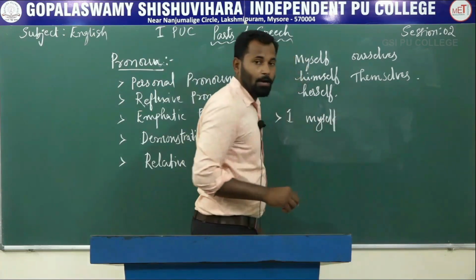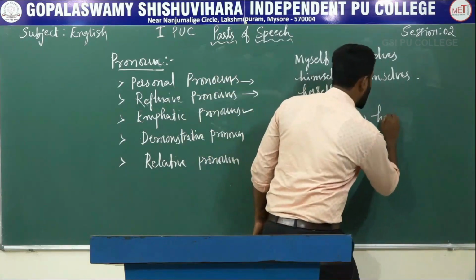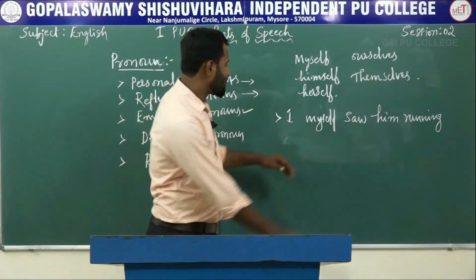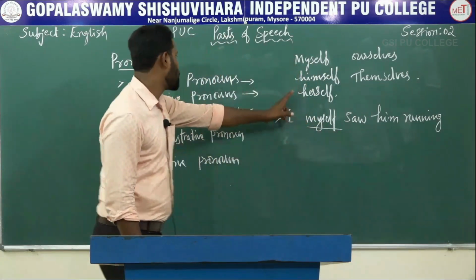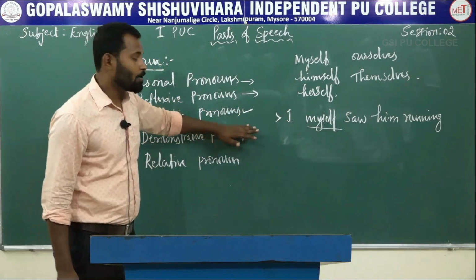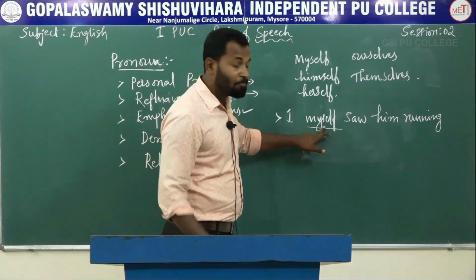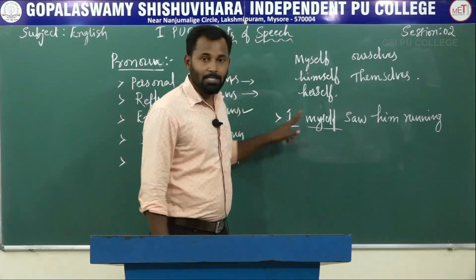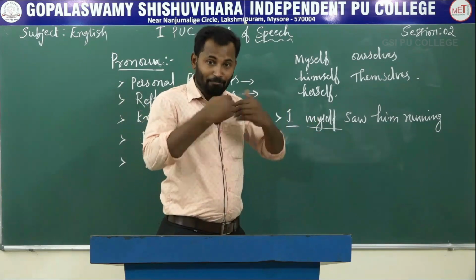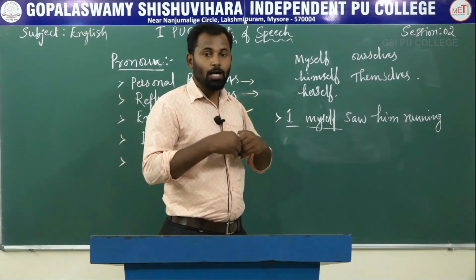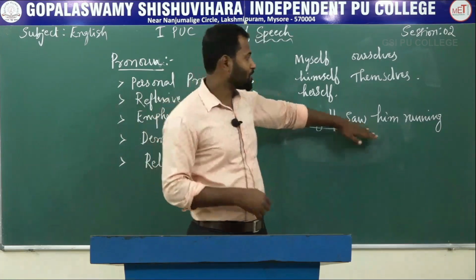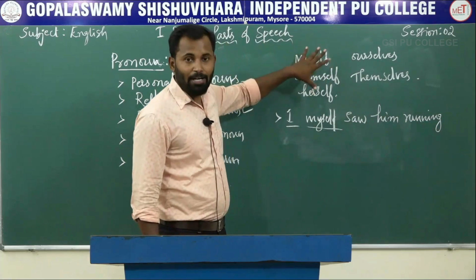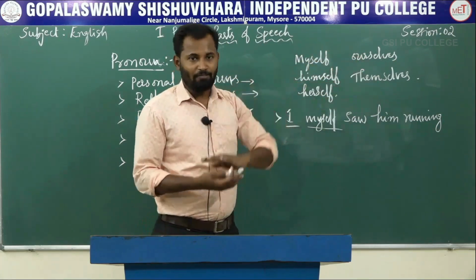I myself saw him running. So here in this sentence, you can understand the word myself is a pronoun, and that too an emphatic pronoun. Here this myself is used to emphasize the subject. Here the subject says I myself. He is emphasizing and making sure that he has himself seen the other person running. So these emphatic pronouns are used for the sake of emphasis.